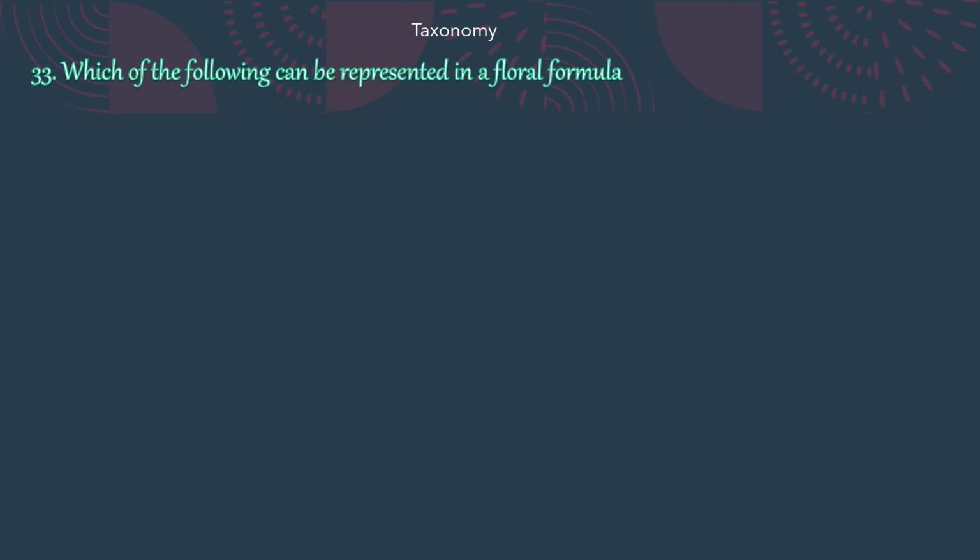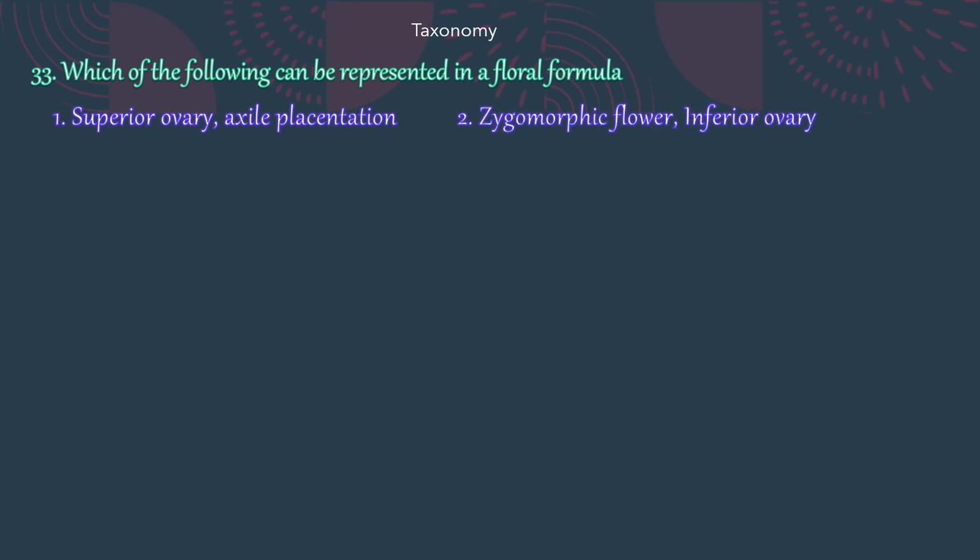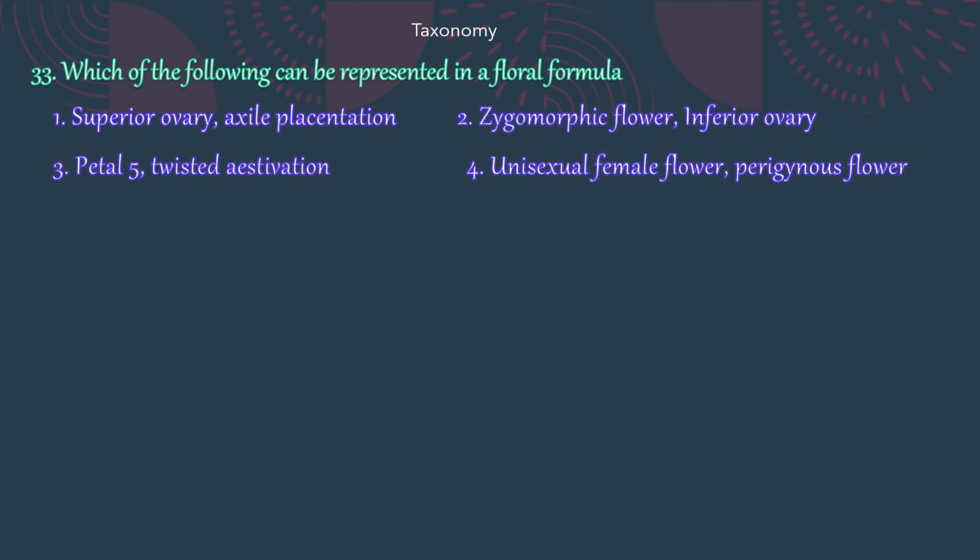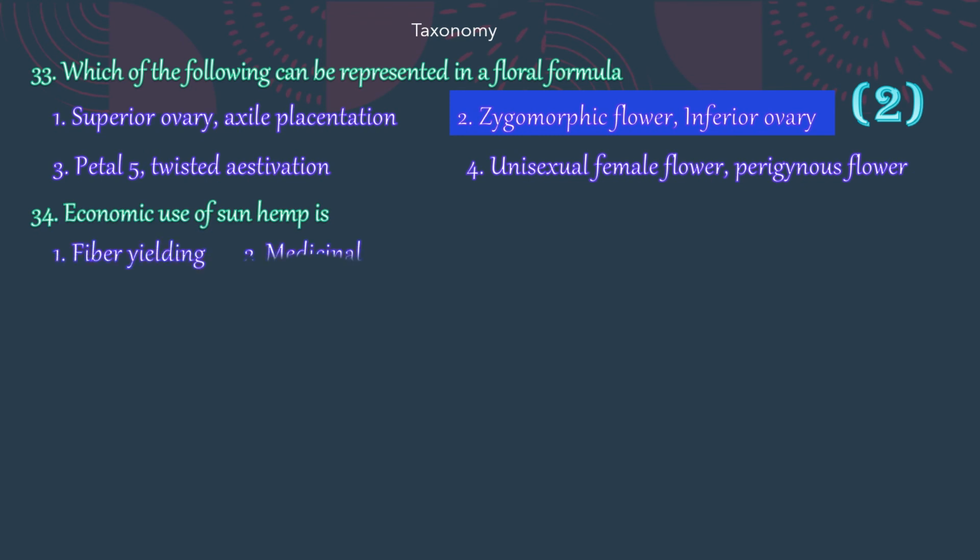Which of the following can be represented in a floral formula? Option 1, superior ovary, axile placentation; option 2, zygomorphic flower, inferior ovary; option 3, petals 5, twisted aestivation; option 4, unisexual female flower, perigynous flower. The answer is 2. Economic use of sun hemp is: fiber yielding, medicinal, oil yielding, dye yielding. The answer is 1, fiber yielding.